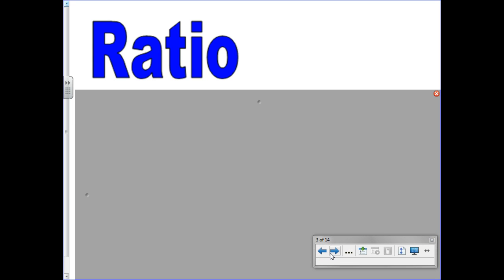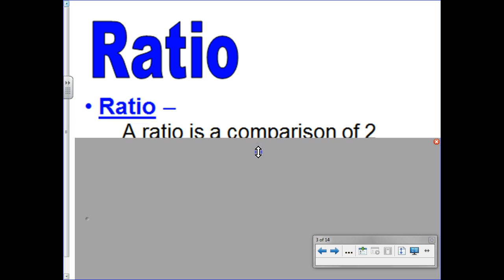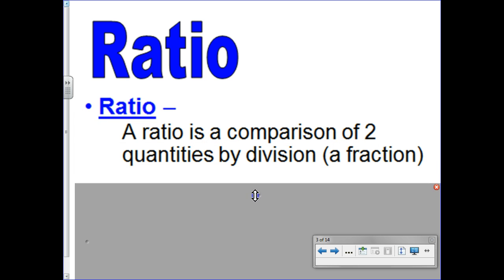Okay, so this should be some review for you. You did this last year, but let's talk about what a ratio really is. A ratio, the way our math textbook defines it, is a comparison of two quantities, usually numbers, by division. In other words, this is really just a fancy way of saying something that you can write as a fraction.